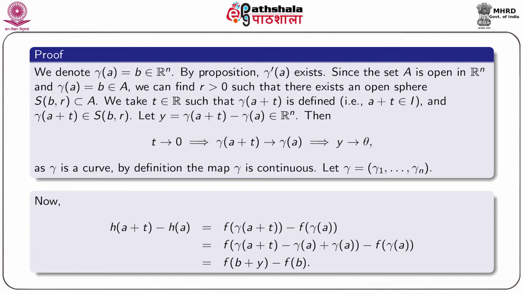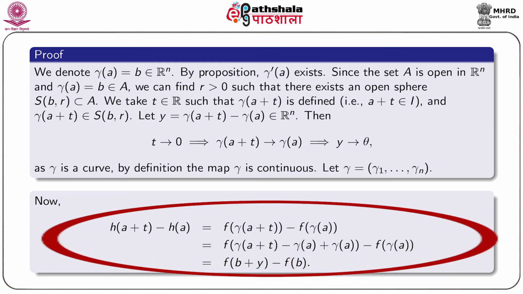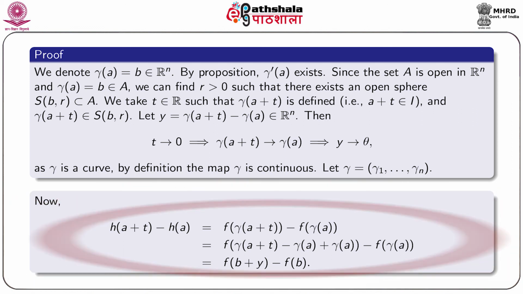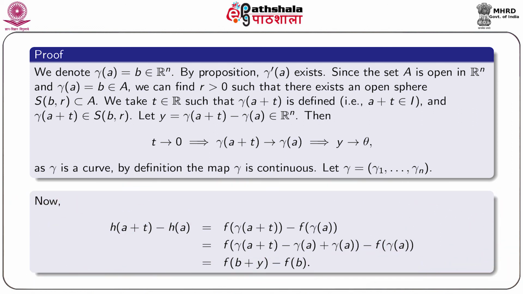Now, the increment of h, that is h of A plus T minus h A, equals f of gamma A plus T minus f of gamma A. We put here the value of y, so that we write f of gamma A plus T minus gamma A, which is y, plus gamma A, which is B, minus f of gamma A, that is h of A plus T minus h A becomes f of B plus y minus f B.